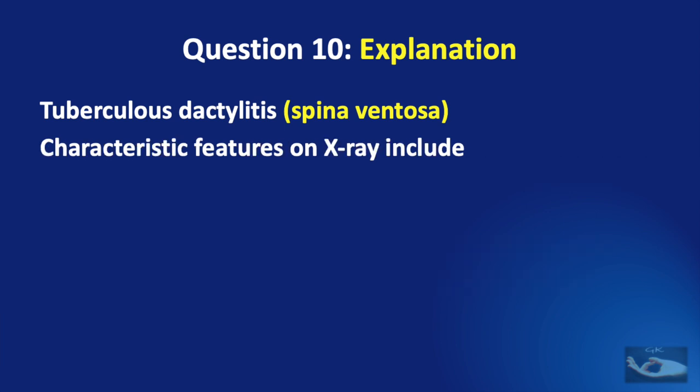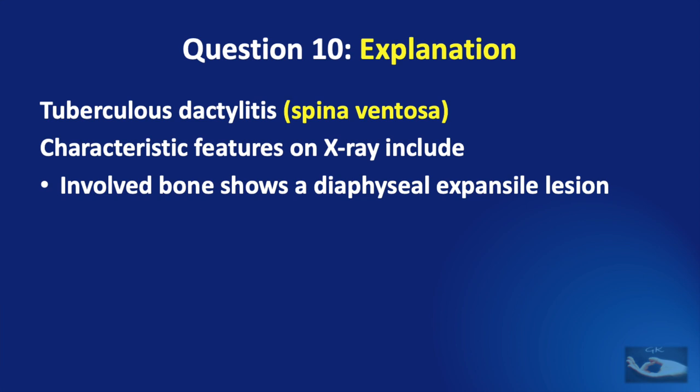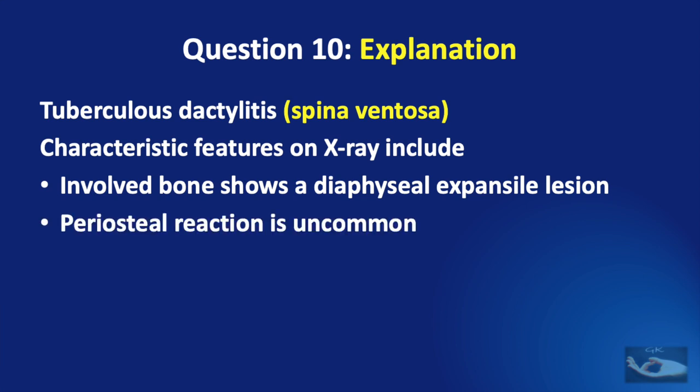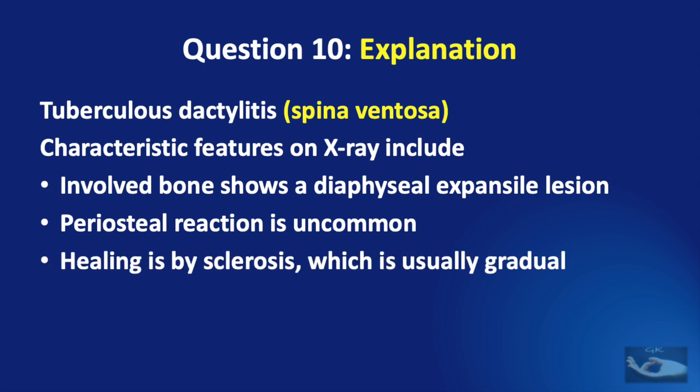There are a few characteristic features on X-ray for tuberculous dactylitis or spina ventosa. The involved bone shows a diaphyseal expansile lesion. Periosteal reaction is very uncommon. The healing is by sclerosis, which is usually gradual.